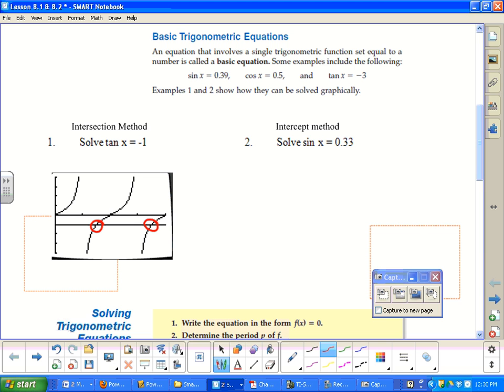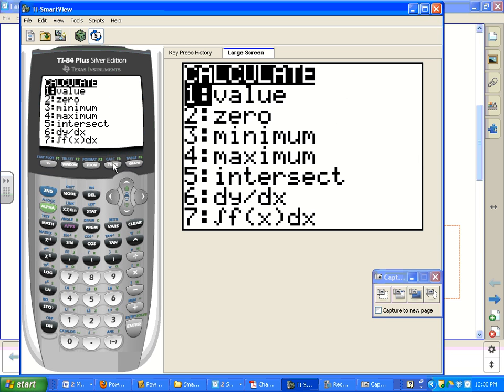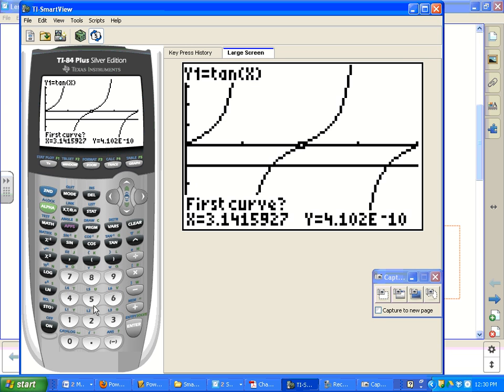Okay, they're exactly pi away from each other, right? So we need to figure out the first one. It doesn't matter which one we use, okay? Normally we use the one closest to 0, so if we do our second trace, find the intersection point, number 5.